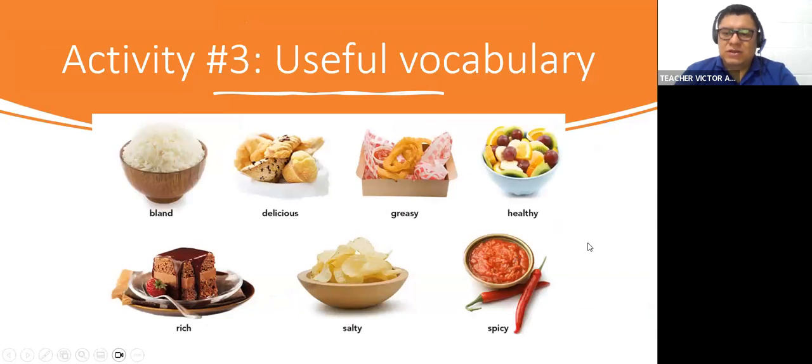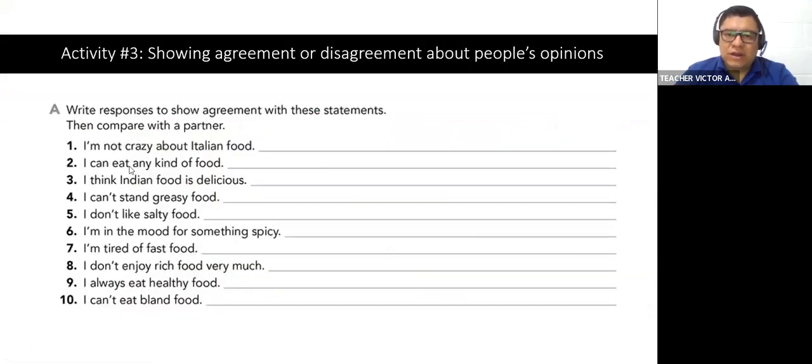So this is useful vocabulary. We're going to work on this part. It says, write responses to show agreement with these statements, then compare with a partner. So I need you to answer these statements here, right? For example, I'm not crazy about Italian food. What should be the answer here, guys?